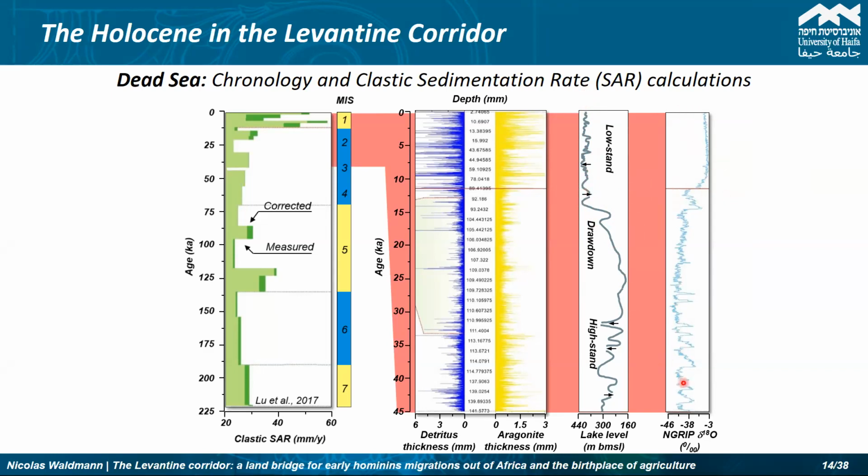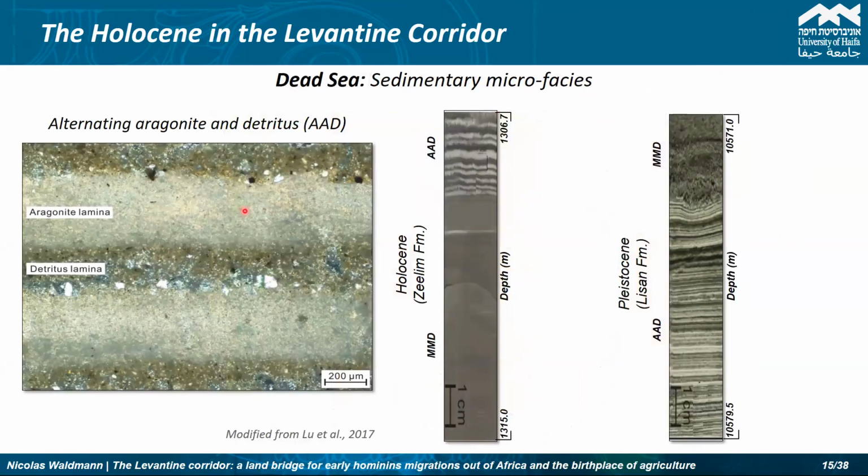And also with the global parameters of delta 18O. But I was talking about detritus and aragonite. So I'm showing here the typical sediment of the Dead Sea, of the Holocene, and also from the late Pleistocene. And we can see aragonite lamina of a millimeter thick, or even less, with the detrital lamina.